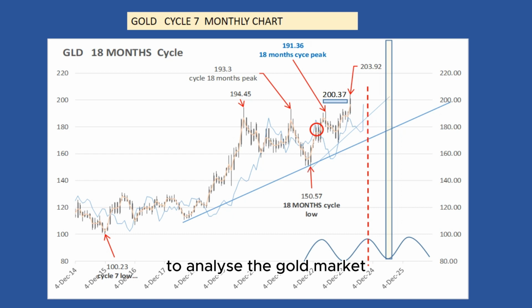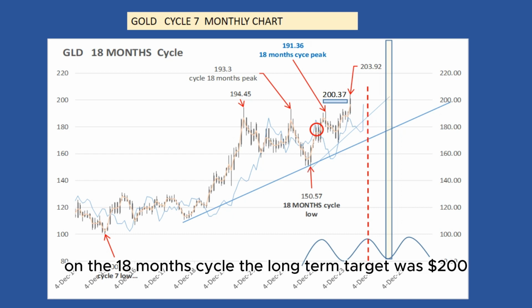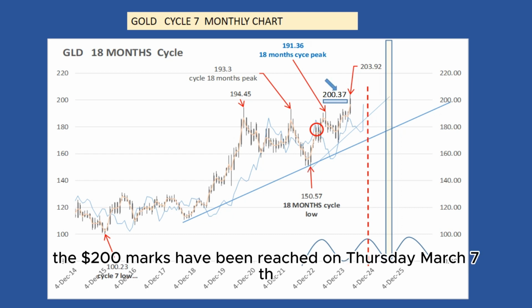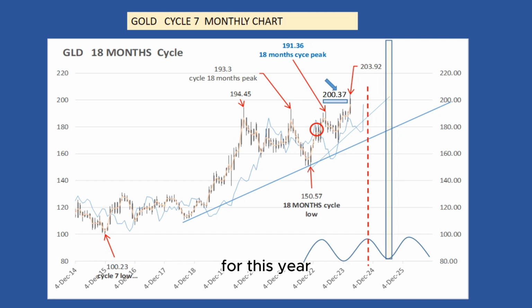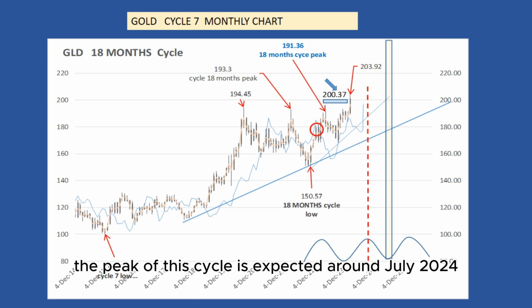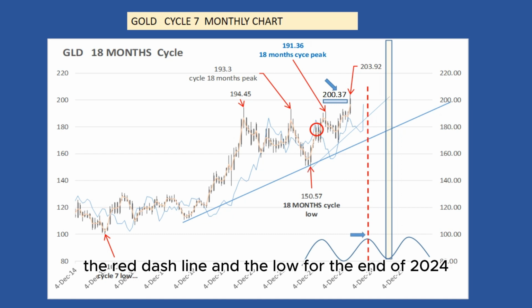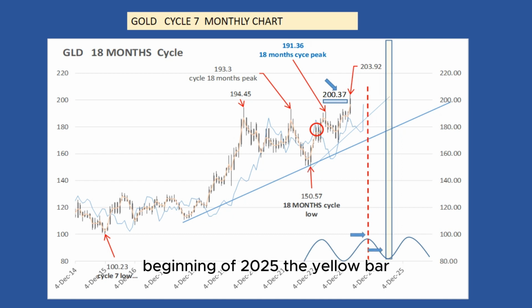To analyze the gold market, I use the GLD ETF. On the 18-month cycle, the long-term target was $200. The $200 mark was reached on Thursday, March 7th. The success rate for the 18-month cycle is 100% for this year. The peak of this cycle is expected around July 2024, the red dashed line, and the low for the end of 2024, beginning of 2025, the yellow bar. We will have a more precise time target when the market unfolds on the lower time frame.